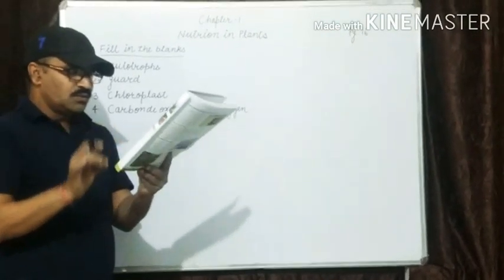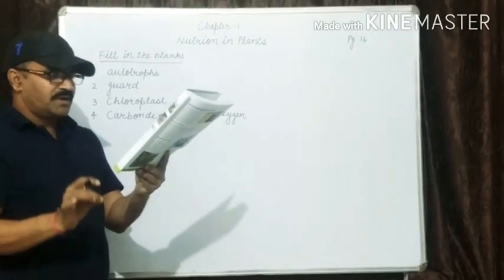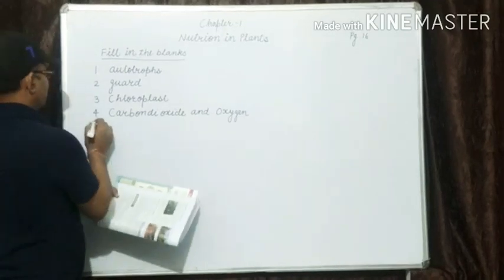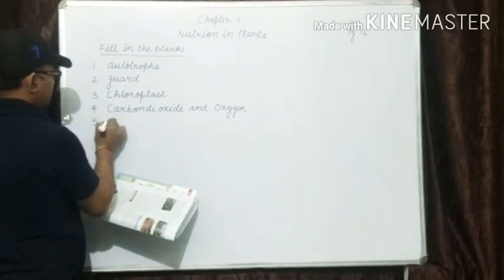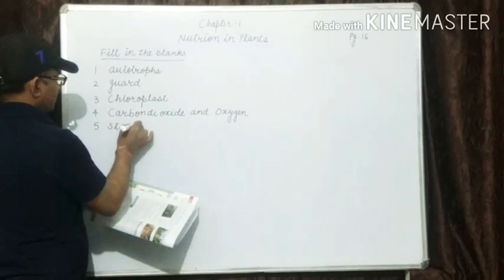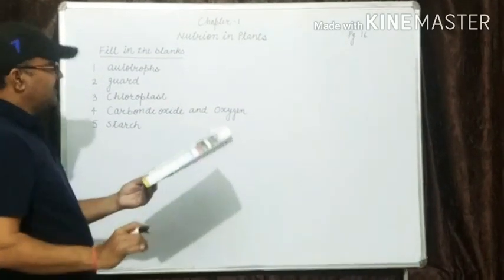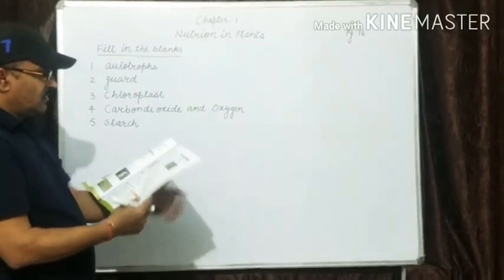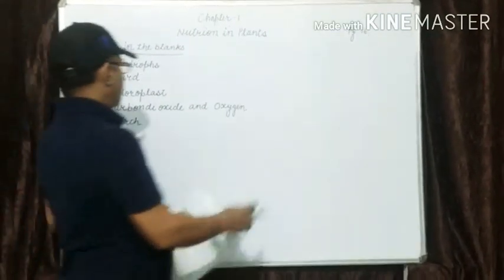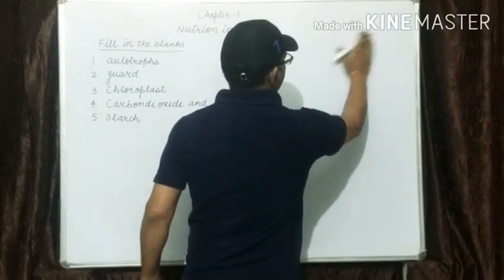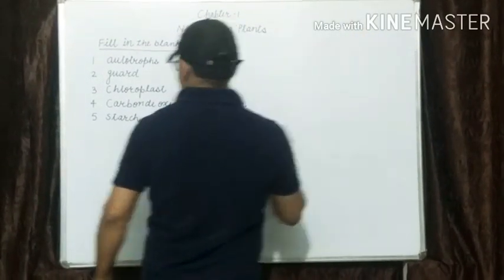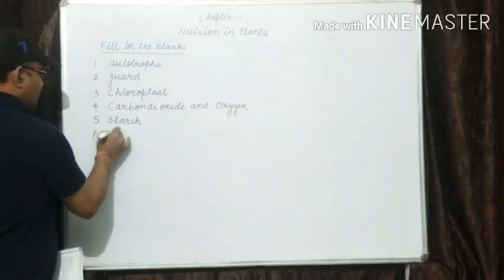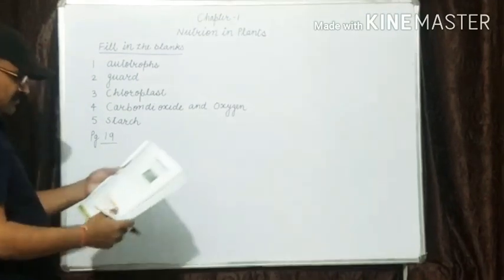Fifth, glucose is stored in parts of the plants in the form of dash. Answer is starch. This completes page number 16. Now, page number 19. Match the column.